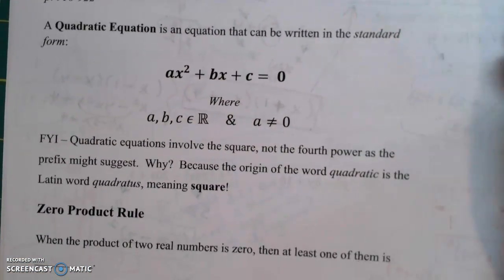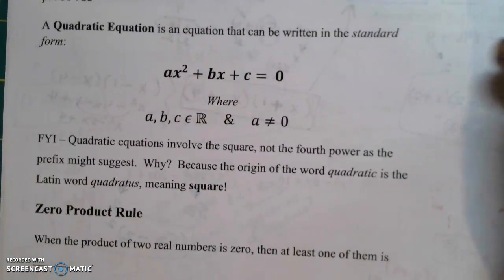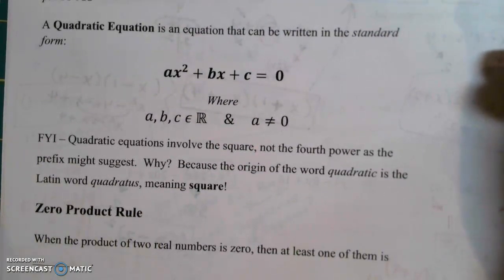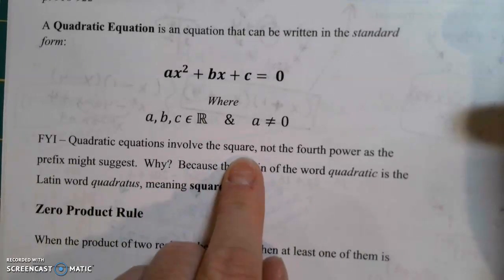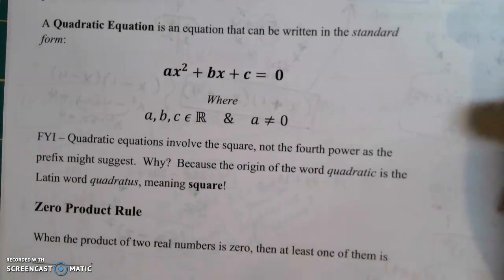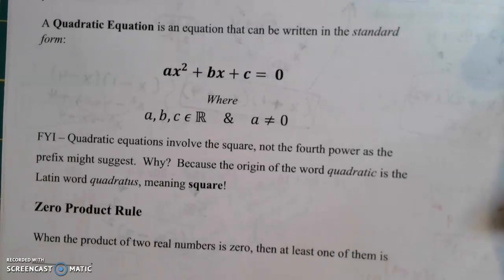Now, this was something I had to look up because I've always wondered why quadratic equations are called quadratic. Okay, so it involves a square, but not the 4th power. So quad, quadrilateral is a 4-sided figure. Now, some of you guys have quads. They have 4 wheels. Why is this not a power of 4 situation?